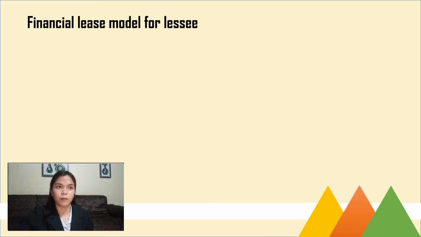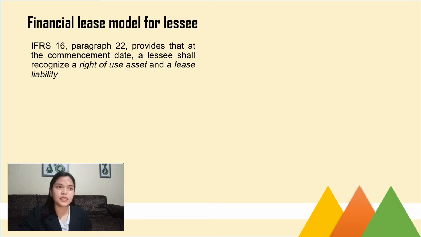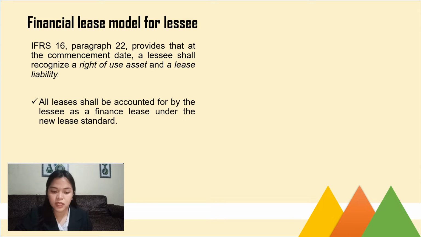Finance lease model for lessee. IFRS 16 paragraph 22 provides that at the commencement date, a lessee shall recognize a right-of-use asset and a lease liability. So, a lessee is required to initially recognize a right-of-use asset, or the right to use the underlying asset over the lease term, and a lease liability for the obligation to make payments. So, all leases shall be accounted for by the lessee as a finance lease under the new lease standard.